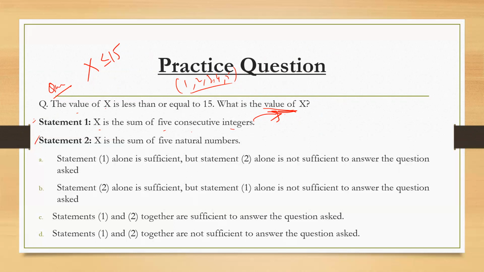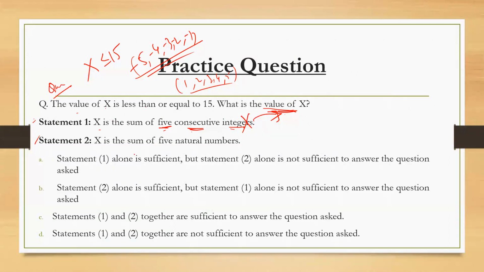Yes, exactly. But we are talking about five consecutive integers. It can be any five consecutive integers. Exactly. So here it can be -5, -4, -3, -2, -1. This is also possible. Here we will still get a value of x which is less than or equal to 15. So here we cannot get an exact value of x from this statement. Chalo, that logic is correct, Raghav.